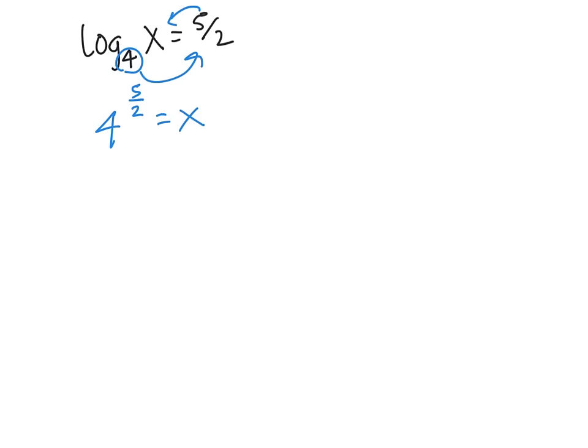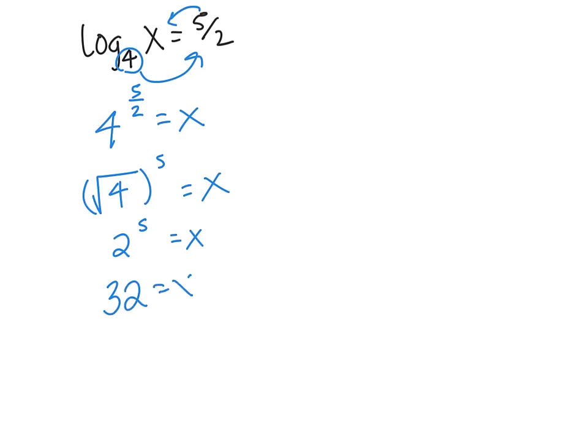However, just to do a quick review on these fraction exponents, 4 to the 5/2 is the same thing as saying the square root of 4 to the 5th, and it doesn't matter what order you look at that, but since it's a perfect square, I want to do the square root first. We know the square root of 4 is 2, so now we have 2 to the 5th. 2 to the 5th is 32, so x equals 32.